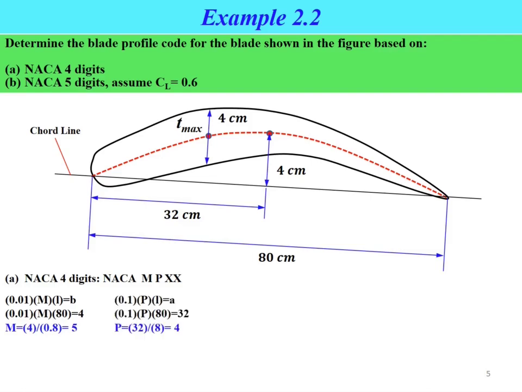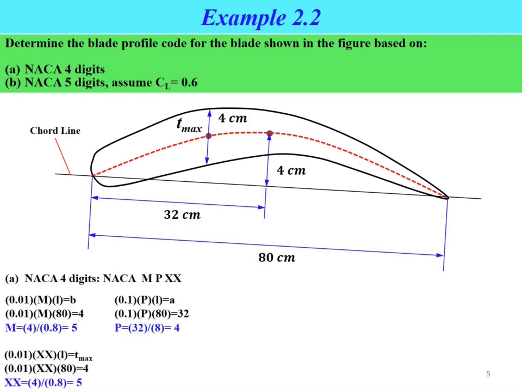For the P code value, the equation is 0.1 times P times L equal to A, where L equal to 80 and A equal to 32. So the P value equal to 32 divided by 8, which equals 4.